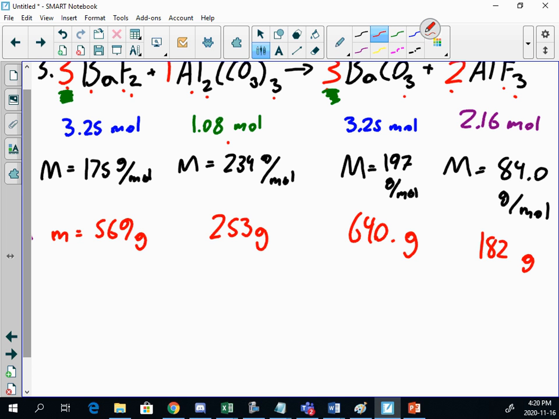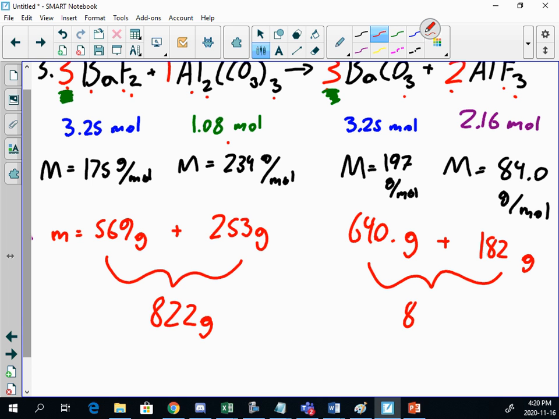Now, if we add these together, we see that the total mass on this side of the equation is 822 grams. And if we add these together, we see that the total mass on this side of the equation is 822 grams, confirming for us that our law of conservation of mass is holding in this case. Alrighty, on to the next guy.